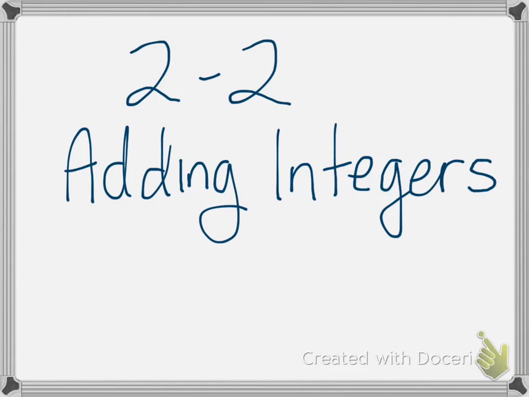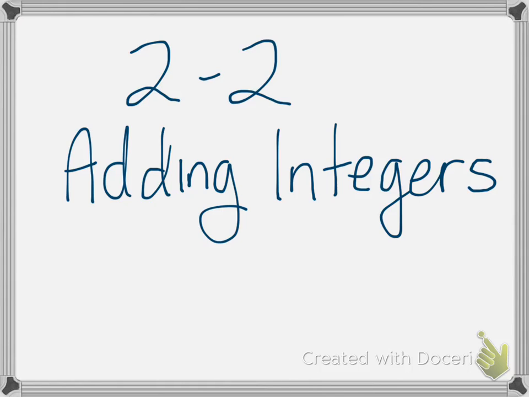Hello, this is 2-2 adding integers. And remember, integers are all the numbers on the number line. So -3, -2, -1, 0, 1, 2, 3, and on and on. In 2-2, we're going to be adding them together.